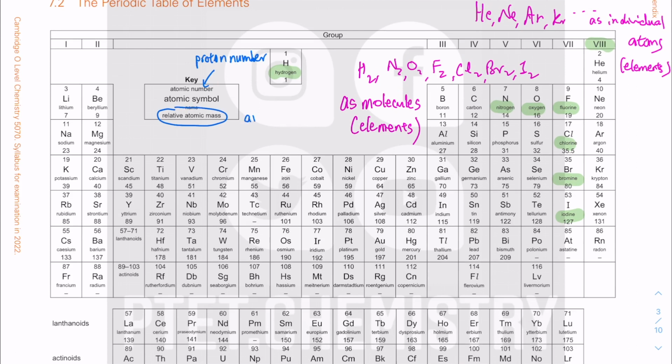Going back to the periodic table, you will see that this thing called relative atomic mass is actually the average mass of something, the definition of which is actually in your syllabus, and we'll cover it in the next lecture tutorial video. I'll talk about it in the next lecture tutorial video.